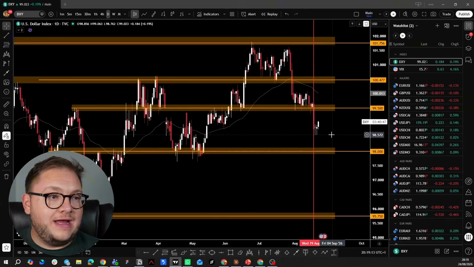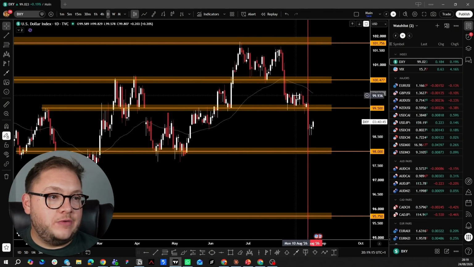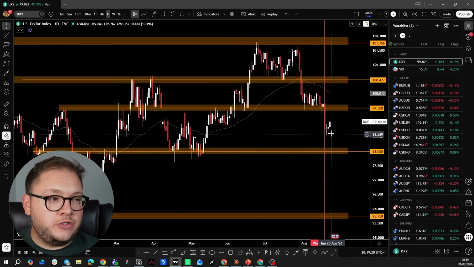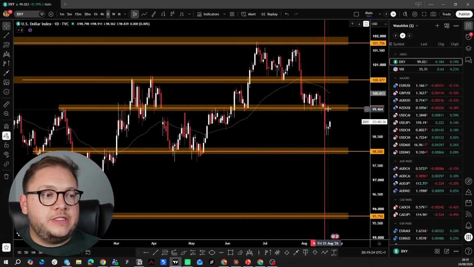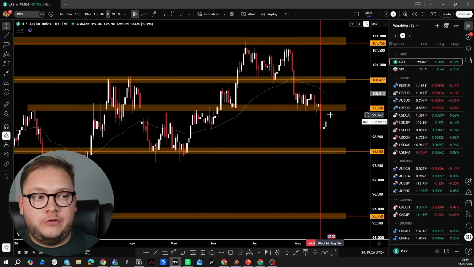If we look at it from that daily chart perspective, you can see we consolidated, broke out, and now we're pulling back. Are we going to see that continuation to the downside? Now, if price is going to pull back, what does that mean for other currencies?